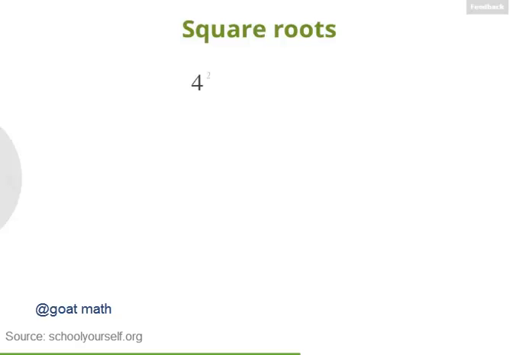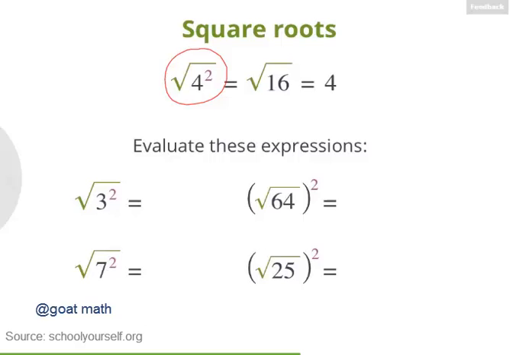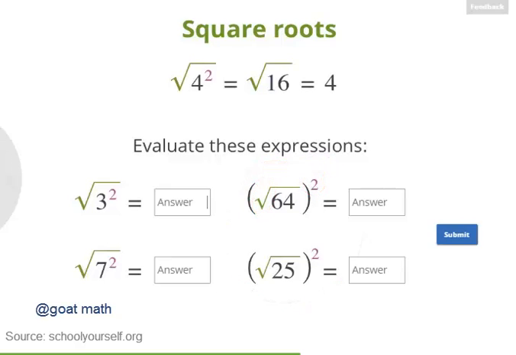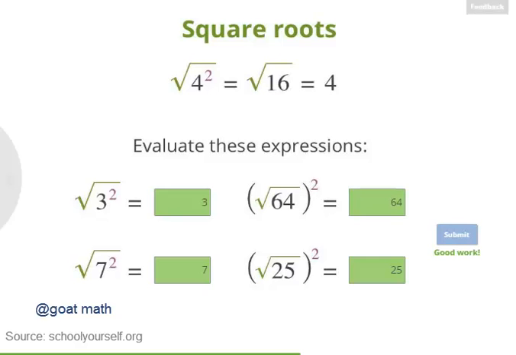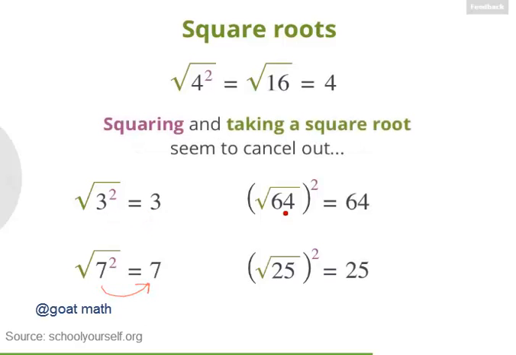Let's start with the number 4, square it, and then take the square root. So 4 squared is 16, and the square root of 16 is 4 again. So we started with 4 and finished with 4. Try evaluating a few more expressions like this. For these two, you're squaring a number and then taking the square root. And for these two, you're taking the square root first and then squaring. Exactly. So for each of these, it looks like squaring and taking a square root seem to cancel out.